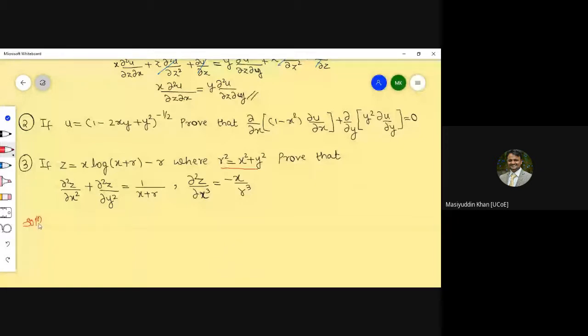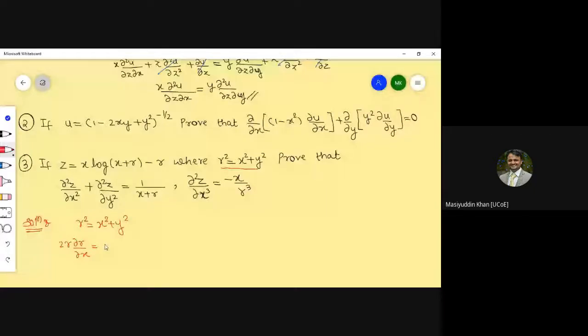I'm just explaining this problem, सिर्फ explain कर रहा हूँ, solve नहीं कर रहा हूँ। So r square is equal to x square plus y square, so it becomes 2 dou r by dou x, अगर पहले आप calculate करते हो तो you will get 2x. Similarly, again if you are calculating 2 dou r by dou y, then it becomes 2y. Similarly, 2 get cancelled, so dou r by dou x is equal to x by r. Similarly, dou r by dou y is equal to y by r.